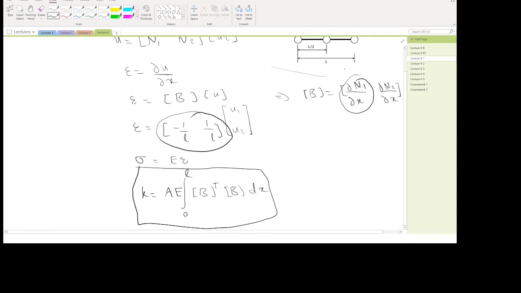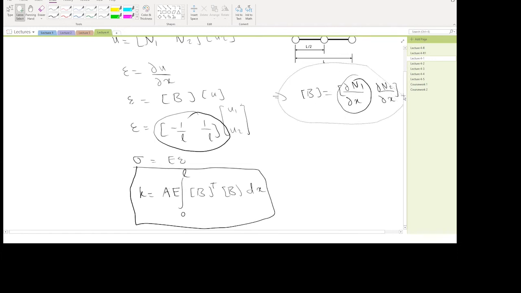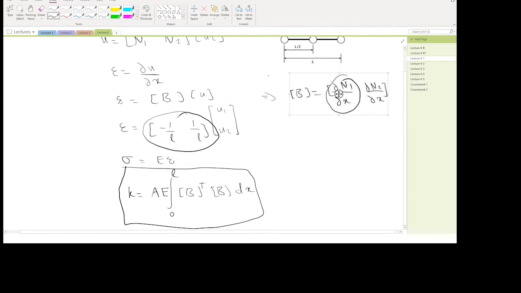I'll probably just remove this one and rewrite it in a neater way. Okay, so the B matrix is the derivative of N1 with respect to X and the derivative of N2 with respect to X.